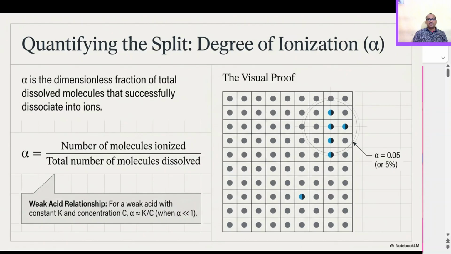So now let's discuss the degree of ionization, that is alpha. Alpha is the ratio of the number of molecules ionized divided by the total number of molecules dissolved. This is a dimensionless quantity called the degree of ionization, alpha. Here you can see a visual where the alpha value is 5%.